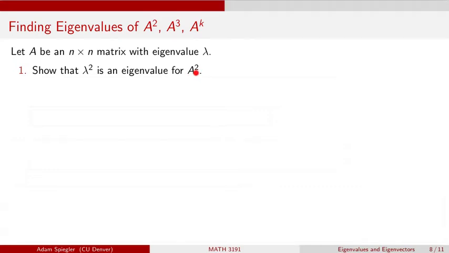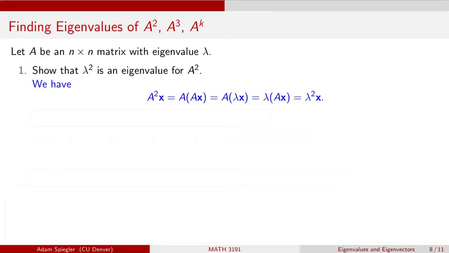So when I say A squared, this means A times A, and this only makes sense if we have a square n by n matrix. The first comment here is that if I know that lambda is an eigenvalue of matrix A, then let's show that lambda squared is going to be an eigenvalue for the matrix A times A.